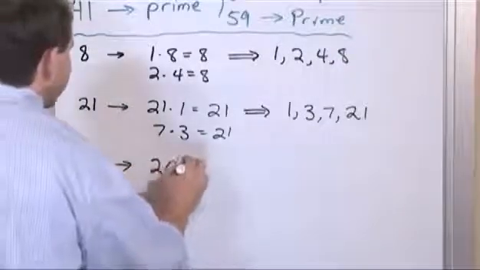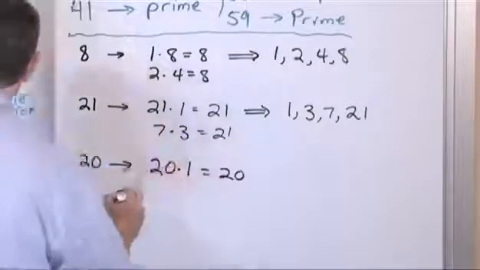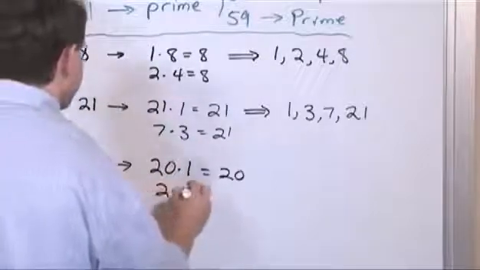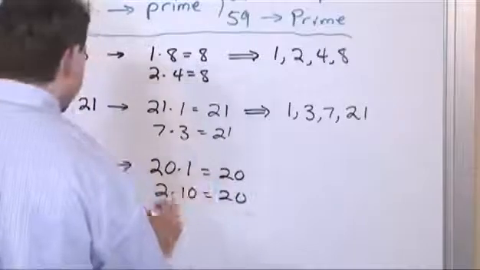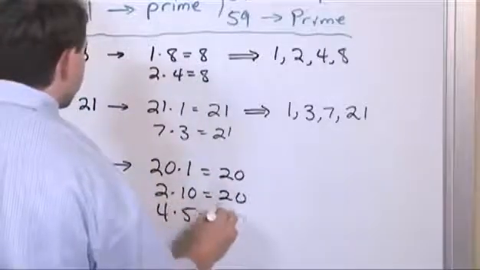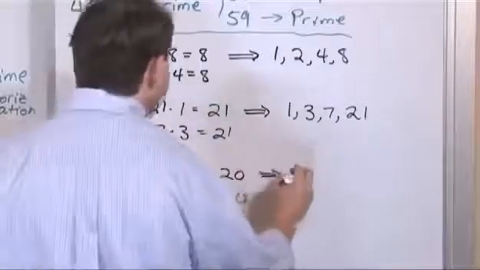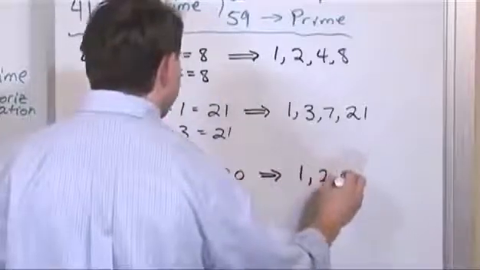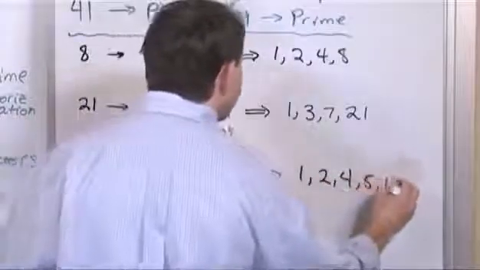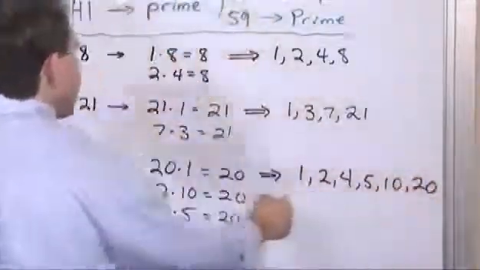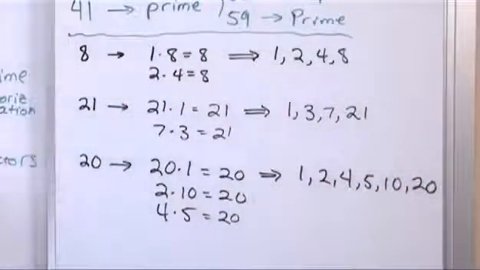We can say 20 multiplied by 1 is 20. 2 times 10 is 20. And 4 times 5 is 20. And that's about all I can think of that can equal 20. So the actual factors here: 1, 2, 4, 5, 10, and 20. And again, notice these are not prime numbers because we're not doing prime factorization.